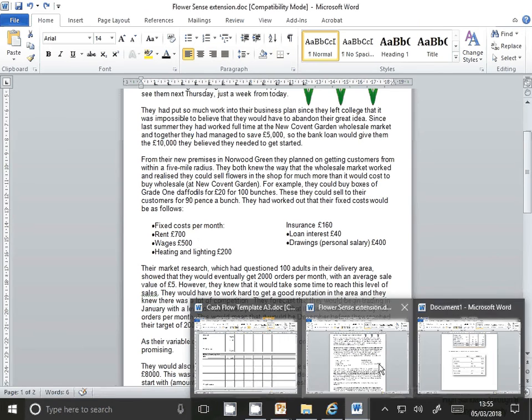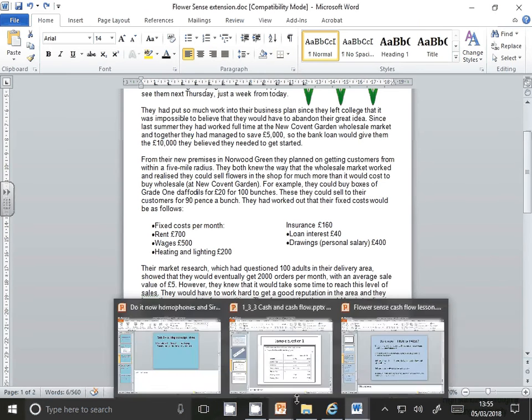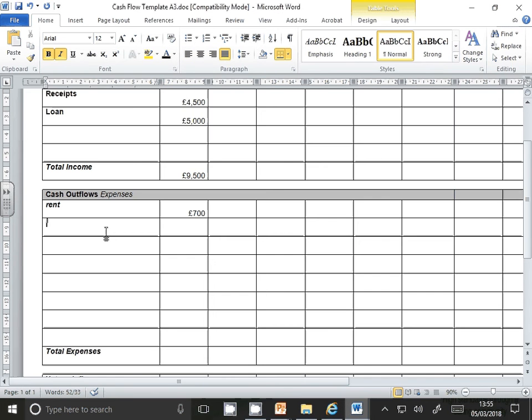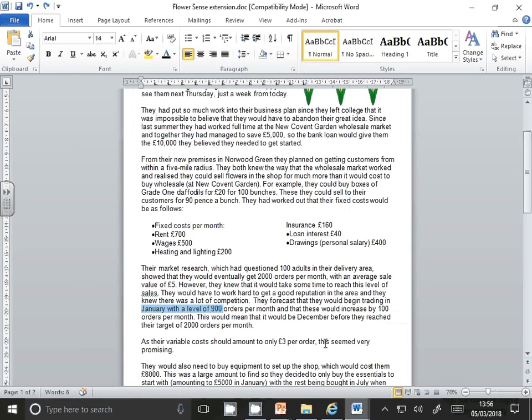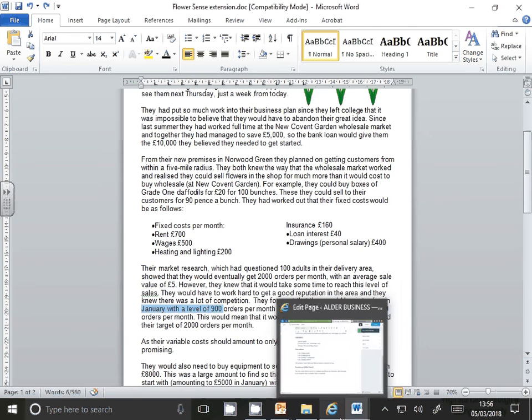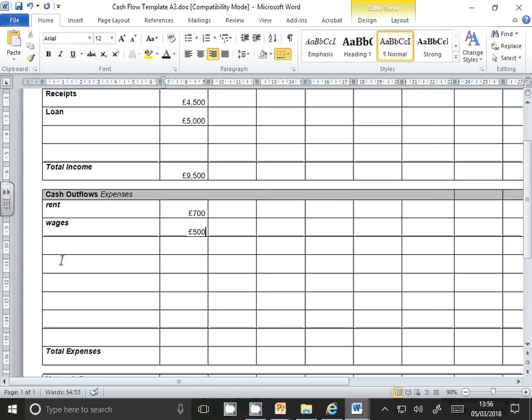And the next one was wages for £500. Okay, so we'll put that in there. Wages, £500. Whoops, I'll put the pound sign in. The next item is going to be heating and lighting, £200. So heating and lighting, £200.